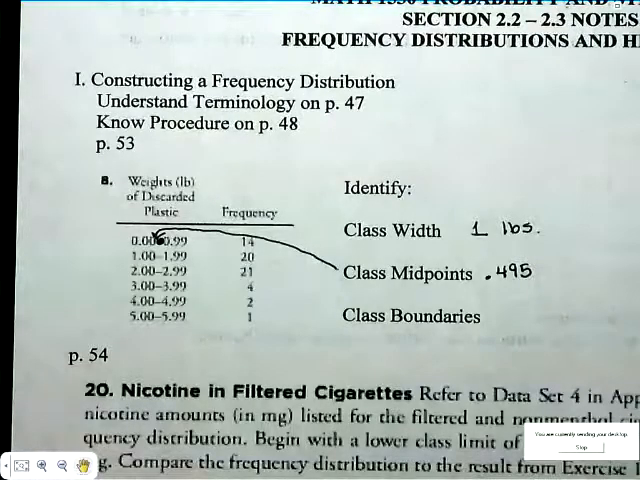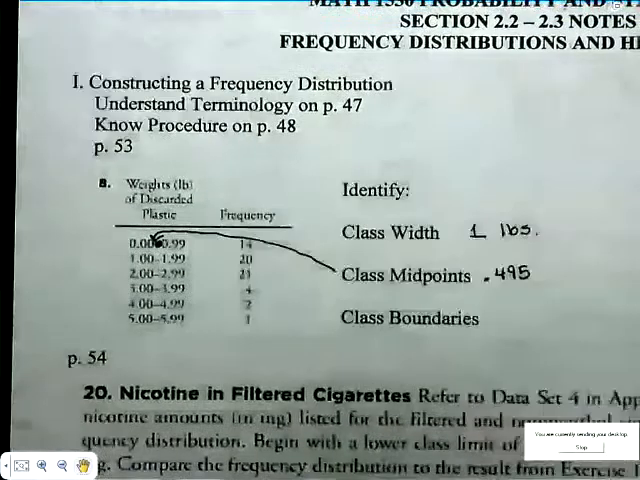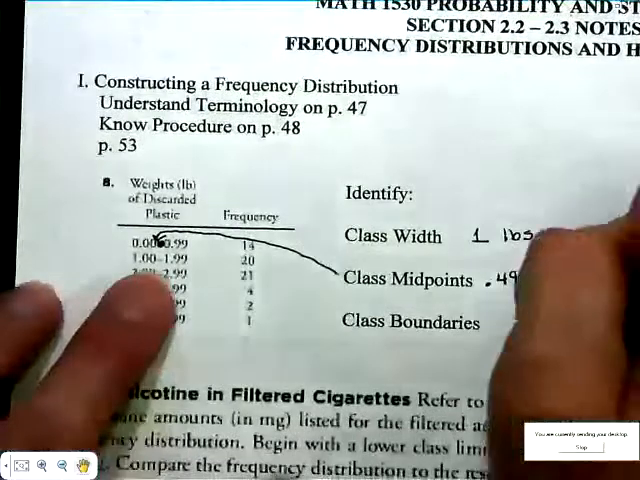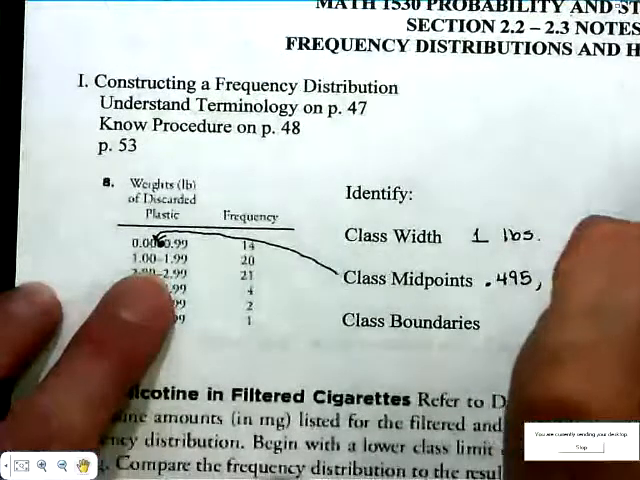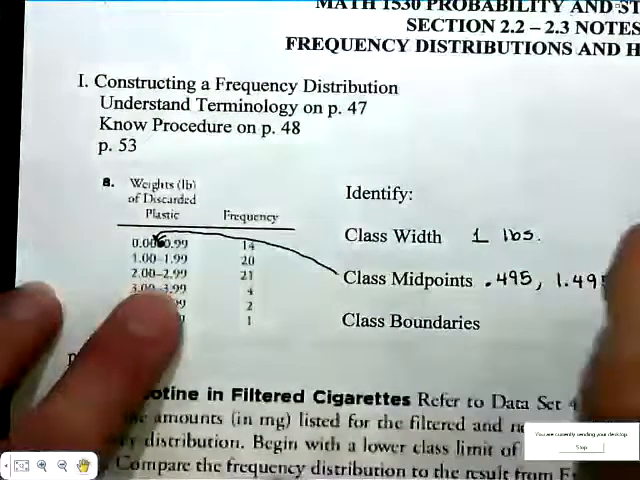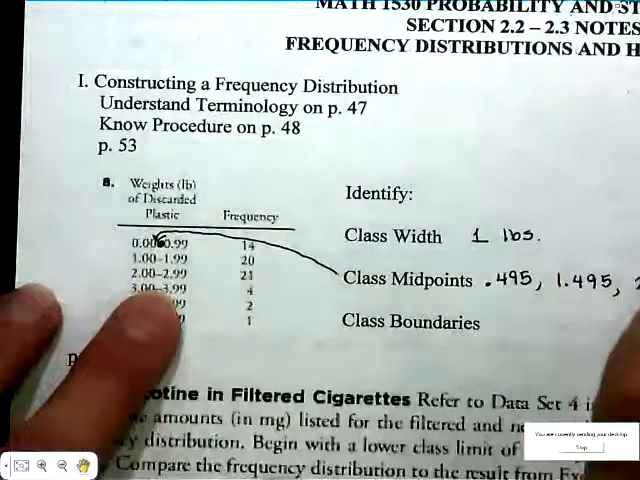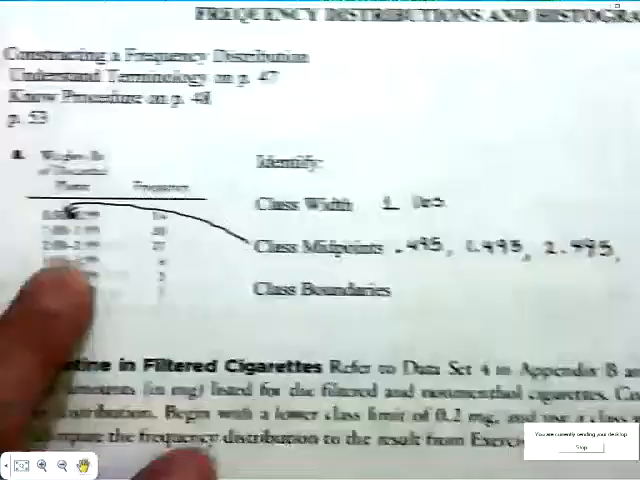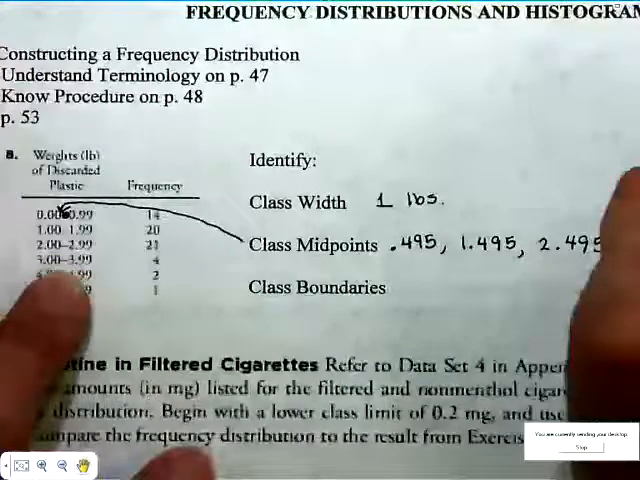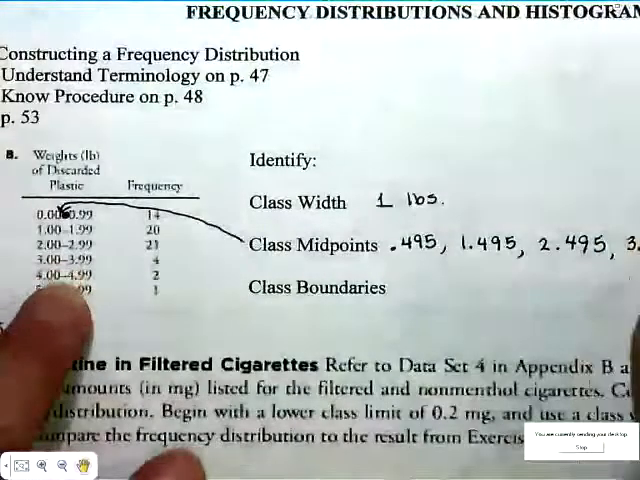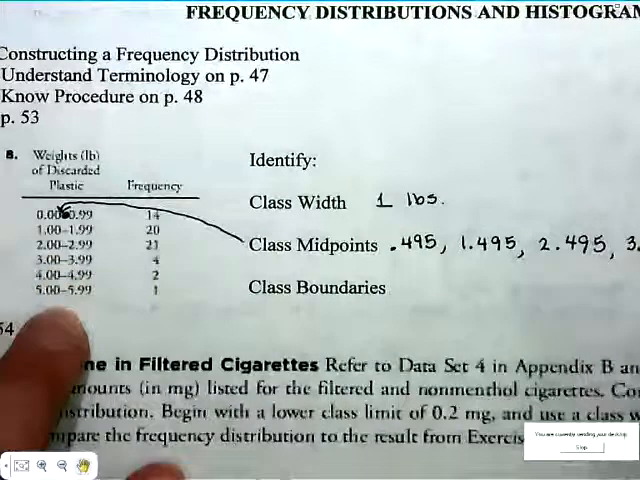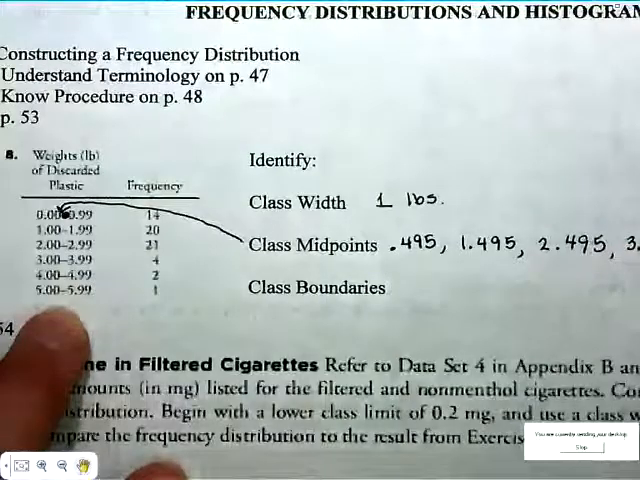Let me write them down. 0.495, 1.495 is the midpoint of the second class. 2.495 is the midpoint of the third class. 3.495 is the midpoint of the fourth class. Then 4.495 and 5.495.